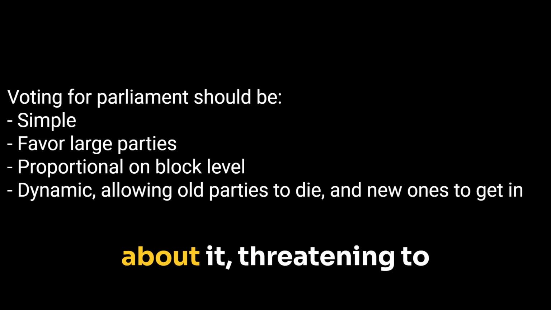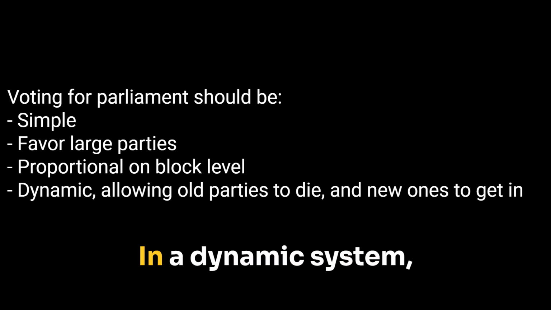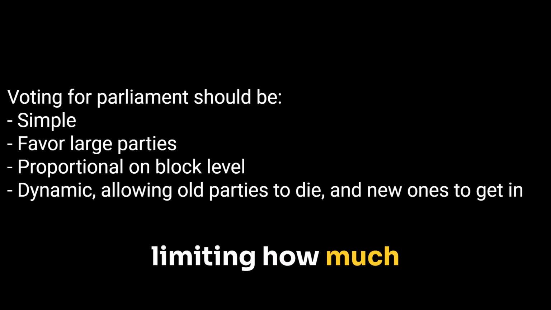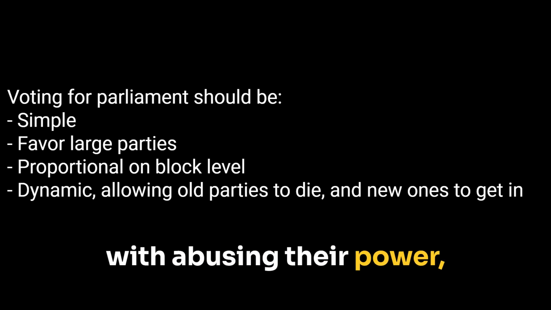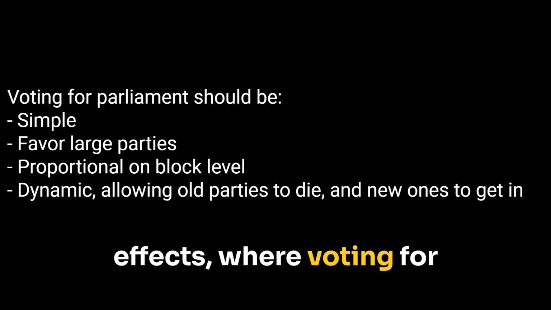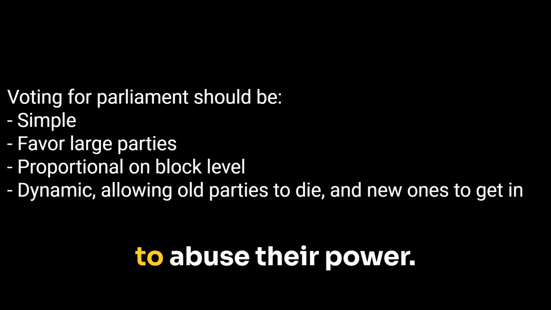And when folks complain about it, threatening to start a new party, they are told to not spoil the vote. In a dynamic system, voters could shift from such a party to an upstart, limiting how much insiders can get away with abusing their power before they start losing it. But if there are spoiler effects, where voting for a small upstart would mean throwing away your vote, then insiders have a lot more leeway to abuse their power.